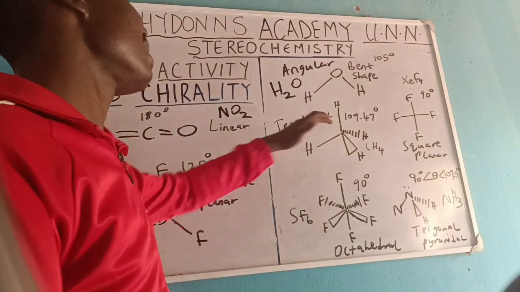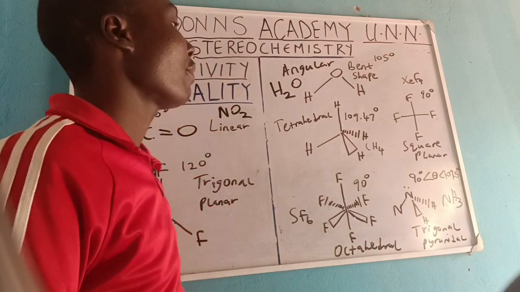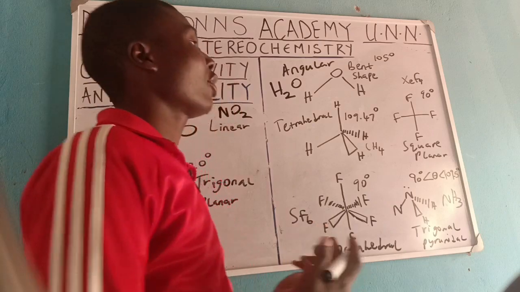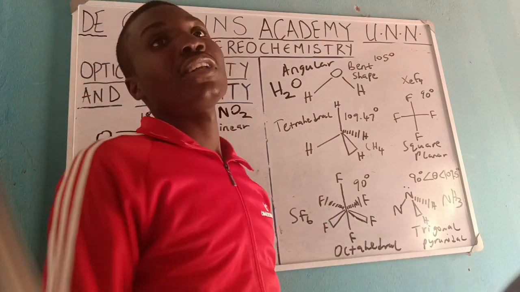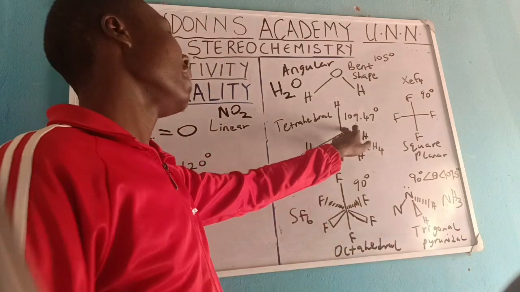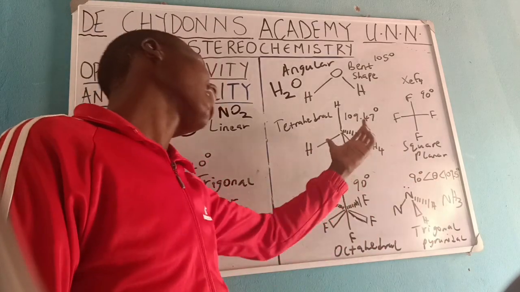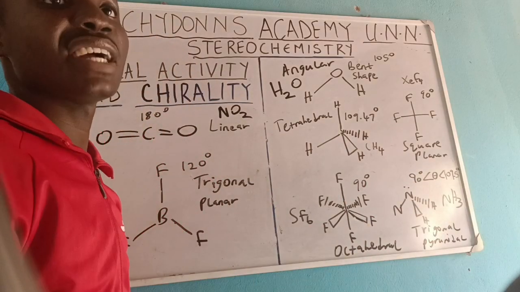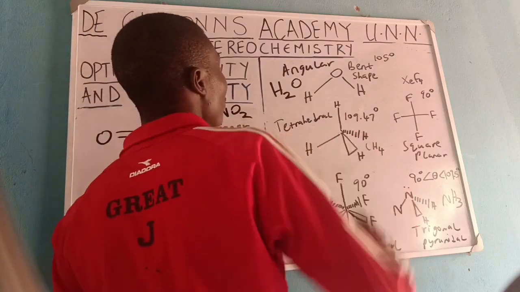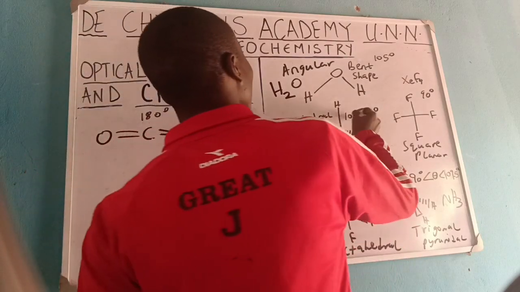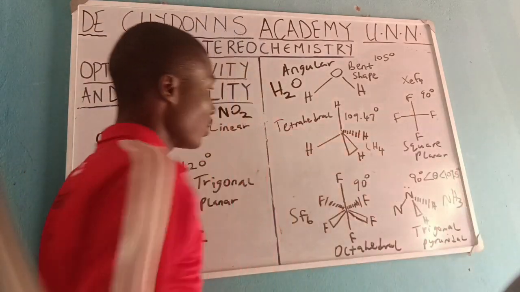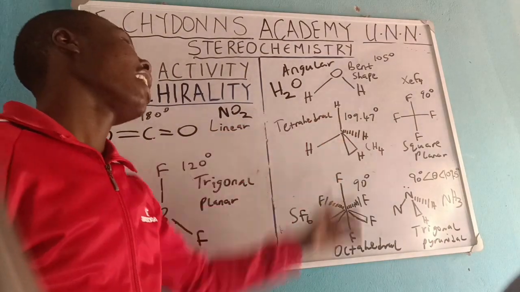Another shape we have is tetrahedral. In tetrahedral, we have a carbon, or an atom, that is bonded to 4 different atoms. So here we have methane, that's CH4, where we have a carbon that is bonded to 4 different hydrogens. So the bond angle between any of the bonds is 109.5 degrees. So this is a tetrahedral shape having 4 sides.